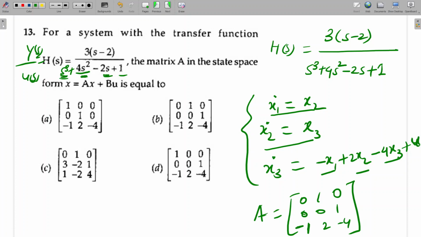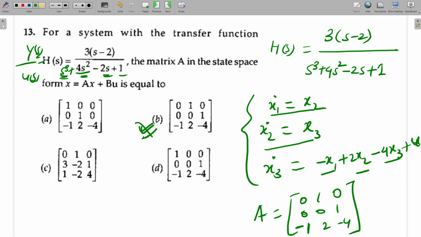Minus 1 and 2 and minus 4. 1 1. This will be the correct answer. So is it controllable? Can anyone tell? Controllable or observable? This matrix, if we are writing. So which form is this one? Already I have explained previously.